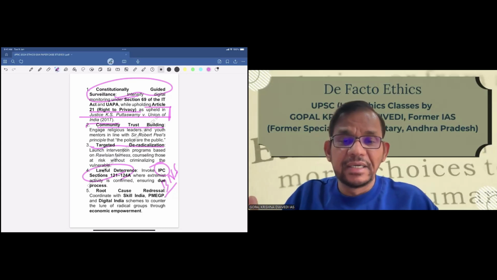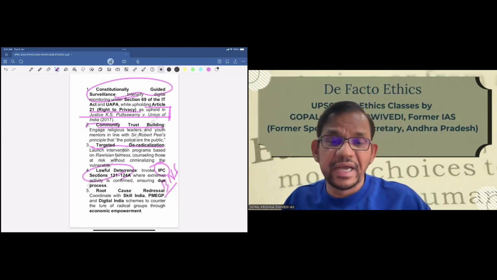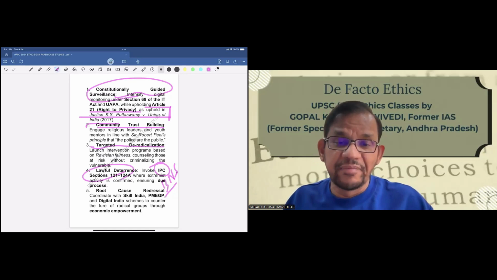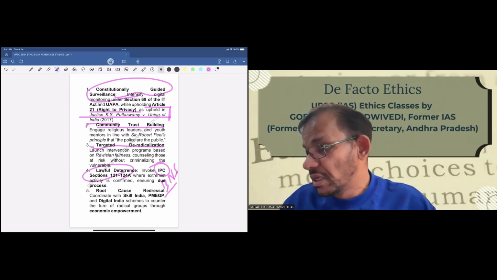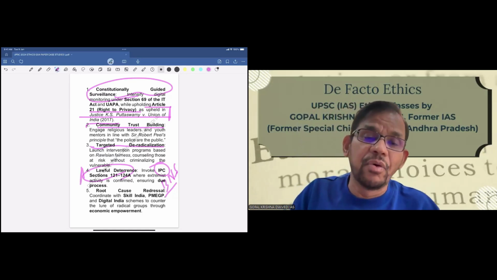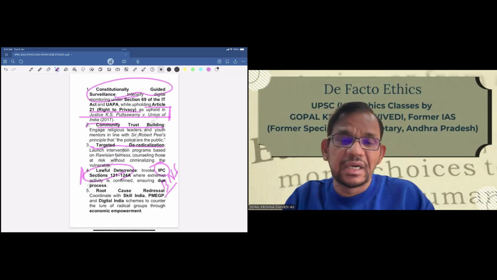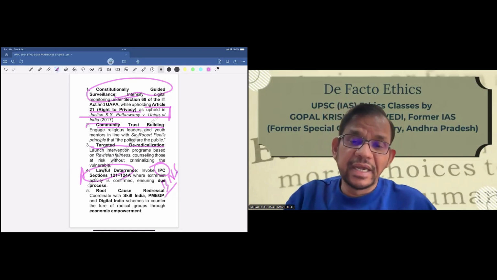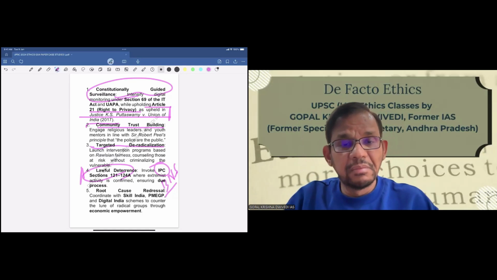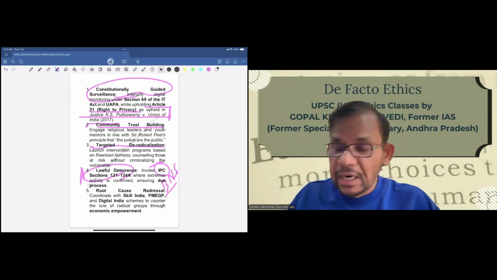Then lawful deterrence, invoke BNS sections where extremist activity is confirmed, ensuring due process. So this is again important. It's not that we have to proceed only by decriminalizing or without criminalizing. Wherever serious issues are there or wherever activity is confirmed, you have to also take action against them under BNS for lawful deterrence. Then root cause redressal.